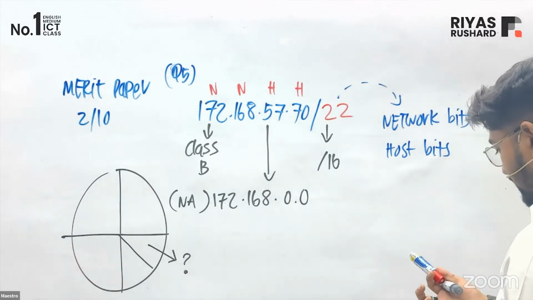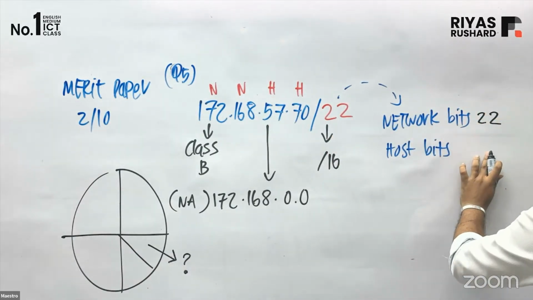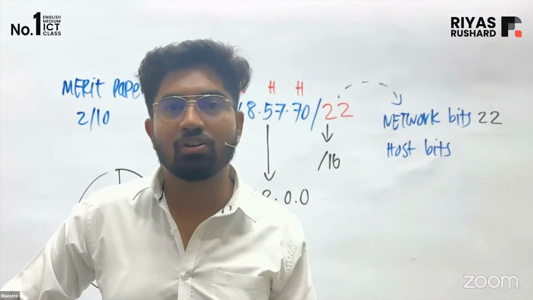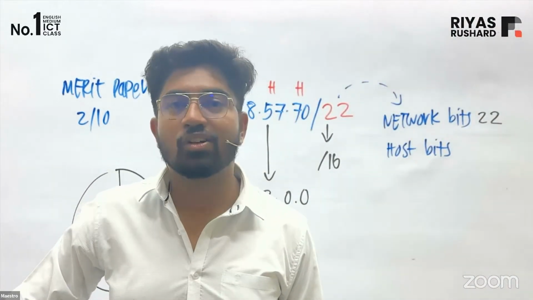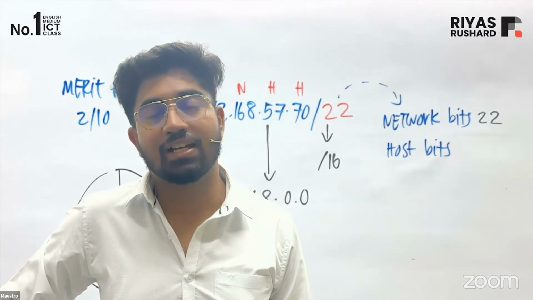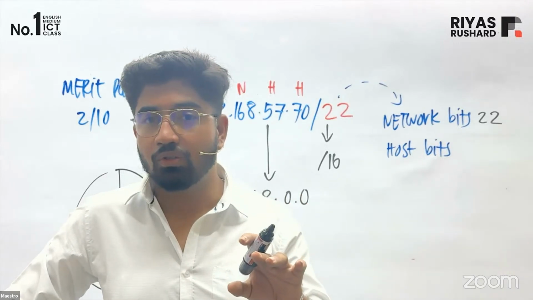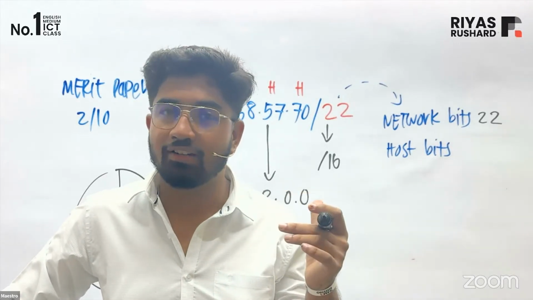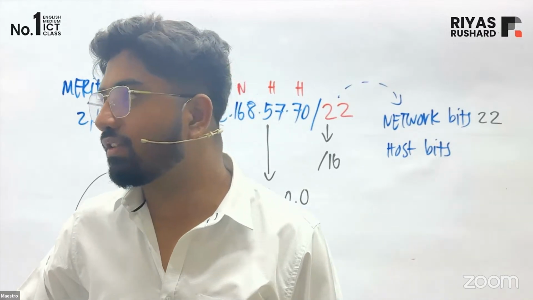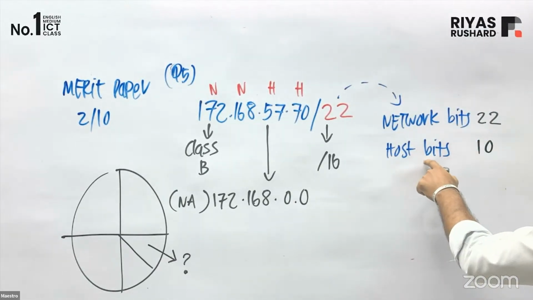Okay, any idea, Fatima? Network bits is 22. Then what is the host bits? The balance will be the host bits. How many bits should you have in total for IP addressing? IPv4, 32. From 32, it has become 22 now. The balance will be the number of host bits. How much is it? It's 10. Which means we need this bit only.